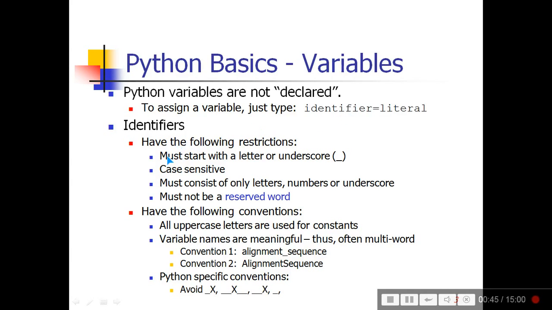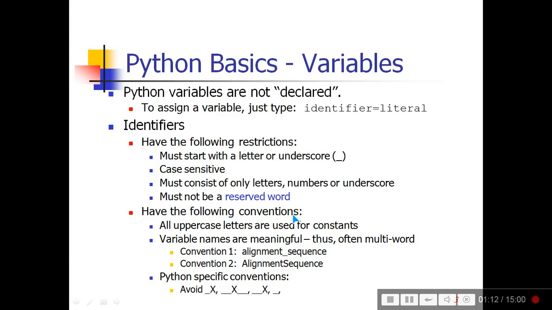So identifiers have the following distinction: must start with a letter or underscore. It cannot start with any numeral. This is case sensitive and must consist of only letters, numbers, or underscore. Nothing else. We have many things on the keyboard, so only letters, numbers, and underscore. It must not be a reserved word. A reserved word is what Python uses for its internal programming.